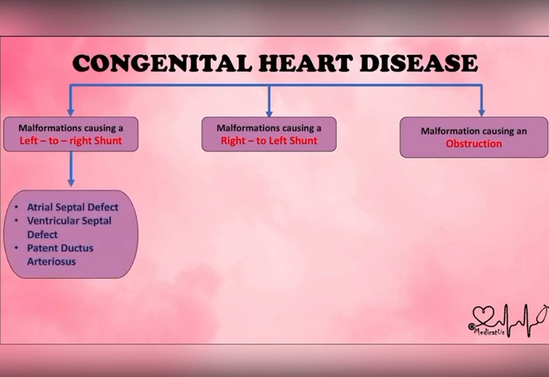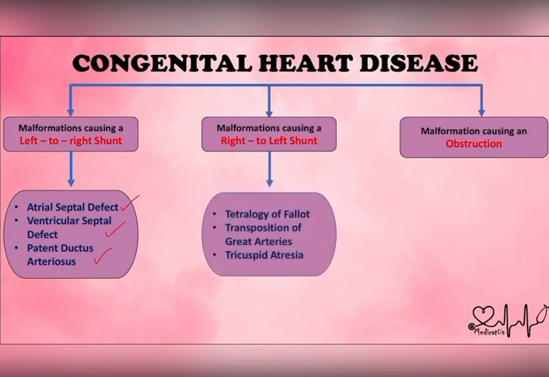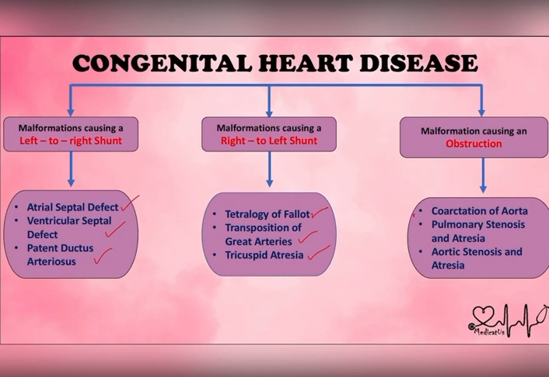Under the left to right shunt, we have atrial septal defect, ventricular septal defect, and patent ductus arteriosus. Under the right to left shunt, we have tetralogy of Fallot, transposition of great arteries, and tricuspid atresia. And under malformation causing an obstruction, we have coarctation of aorta, pulmonary stenosis and atresia, and aortic stenosis and atresia.